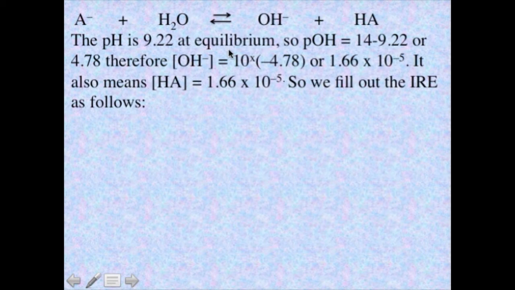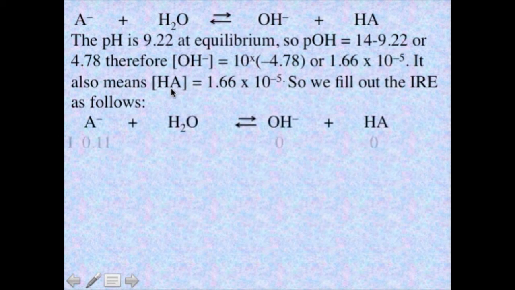The pH is 9.22 at equilibrium. Therefore, the pOH, and we have to work with hydroxide because look at our equation, we're dealing with hydroxide here. So pOH equals 14 minus 9.22, or 4.78. That's the pOH. And therefore, if we take the negative antilog of 4.78, we get a hydroxide ion concentration of 1.66 times 10 to the minus 5, and it also means the conjugate acid HA is also 1.66 times 10 to the minus 5.